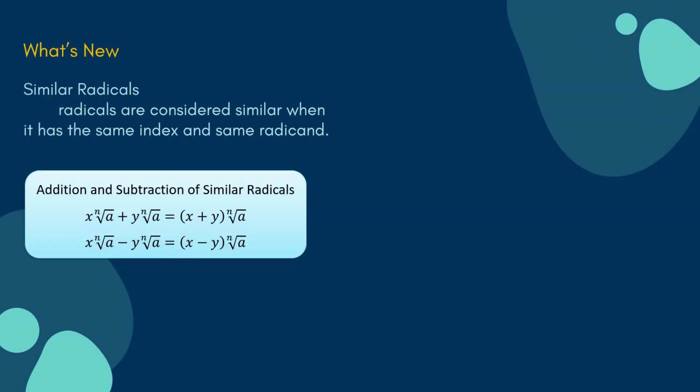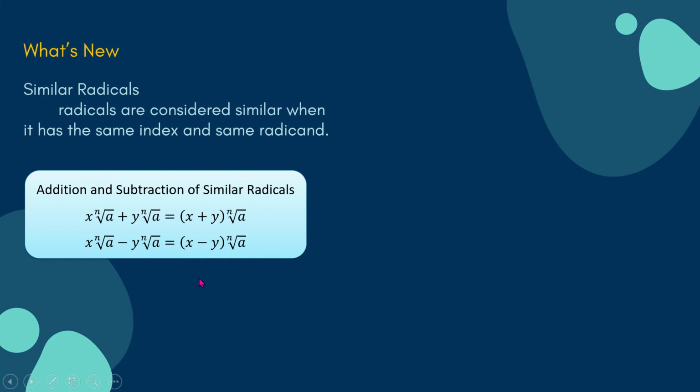So, similar radicals are considered similar when they have the same index and same radicand. It's very important for us to make use of the concept of similar radicals in our next lesson for this module, that is adding and subtracting radical expressions. We can only add and subtract radicals when they are of similar terms. Dapat parehas ang index and radicand before we can add and subtract the numbers or variables outside the radicals.